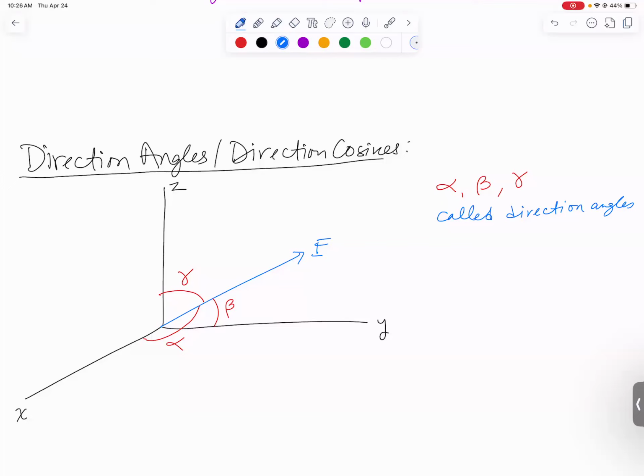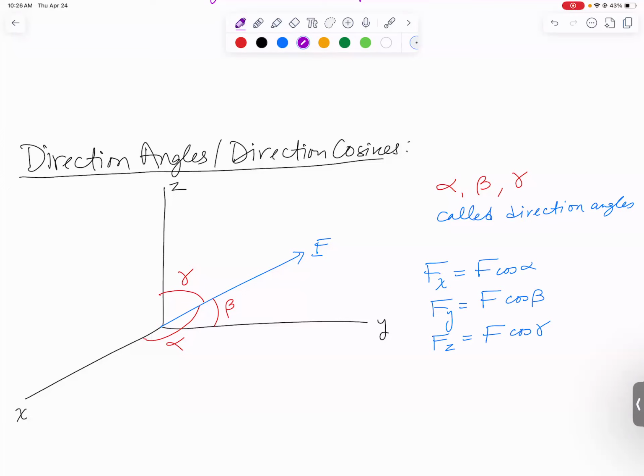And here's what's cool. If I have the direction angles, I can find Fx, Fy, and Fz really fast. Fx is simply going to be F cosine alpha. Fy is simply going to be F cosine beta. And Fz is simply going to be F cosine of gamma. So if I know those angles, it's really easy to find the components.